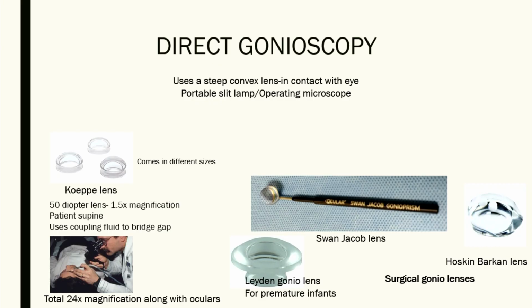So direct gonioscopy, as we've already seen, uses a steep convex contact lens, which is placed in contact with the eye. So this is the Koppe's lens, and it is a 50 diopter lens, which provides a 1.5 times magnification, and it can be a lot more depending on which ocular you are using. The patient needs to be supine, and a coupling fluid, which could be saline or viscoelastic, is used to bridge the gap. Some other lenses which are used, the surgical gonio lenses, are the Swan-Jacobs lens, the Hoskin-Barkins lens, and the Leiden gonio lenses.